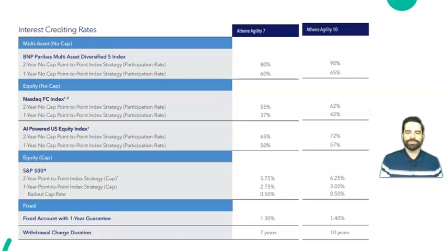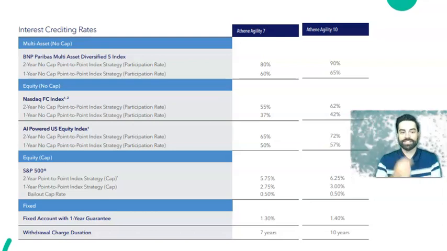So the 2-year, there's no cap. Participation rate is 80 on the 7, and on the 10, it is 90. Okay, so you'll also notice that the 2-year caps are a little bit higher than the 1-year caps because the 1-year participation is a 60% on the 7 and a 65 on the 10.